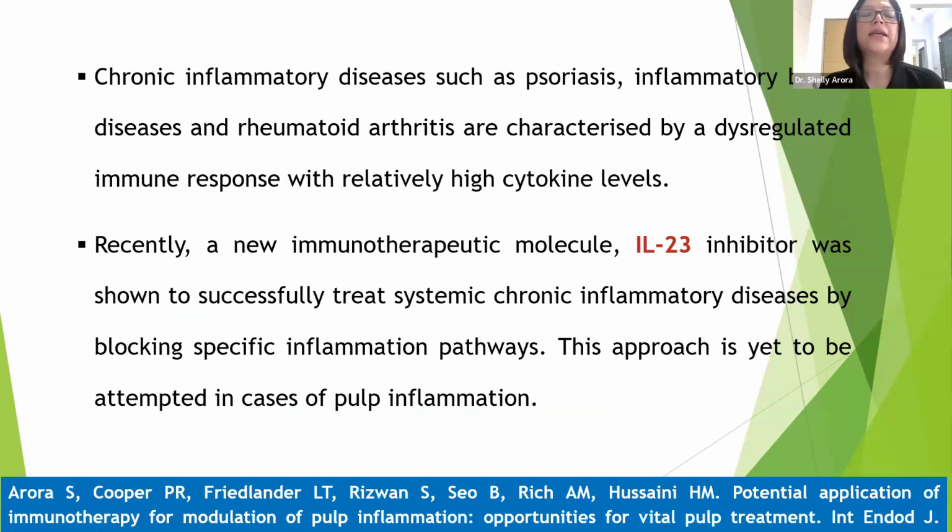When using this anti-cytokine antibody molecule, I would like to give you a brief introduction on why we are focusing on it. Various chronic inflammatory diseases such as psoriasis, inflammatory bowel disease, and rheumatoid arthritis are characterized by a dysregulated immune response and relatively high cytokine levels. Interleukin 23 antibody has been successfully used in these chronic inflammatory diseases, and a very good response has been seen.